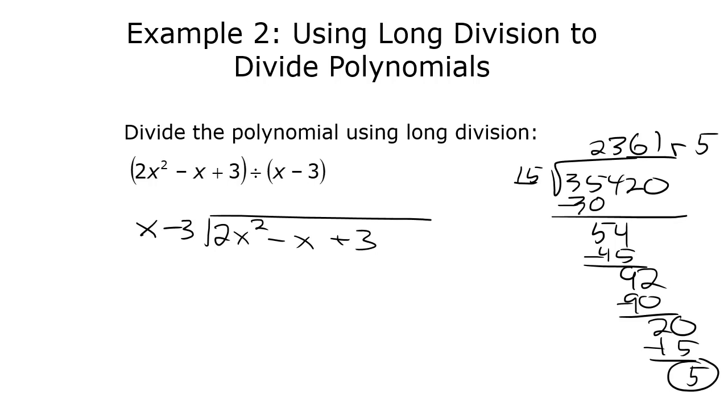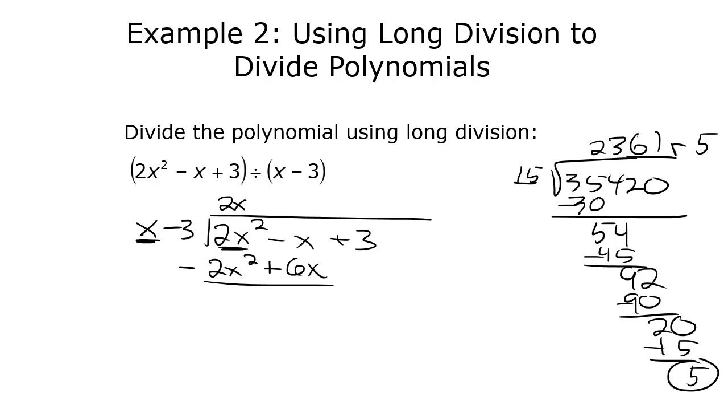And now it's just take this and figure out if it can go into the first thing, and if so, how many times. Well, 2x squared divided by x just gives me 2x. 2x times x gives me 2x squared. 2x times negative 3 gives me negative 6x. And now I need to subtract. Now, subtracting negatives can be tricky, so we often say instead of subtracting, change signs, right? Multiply by a negative 1, and then add.